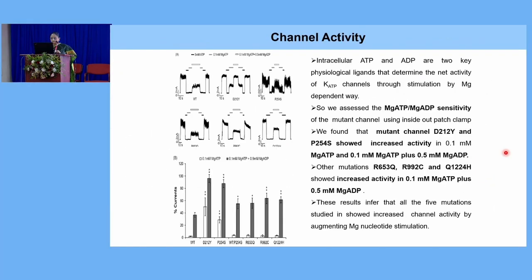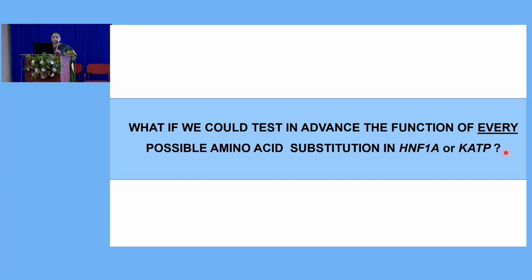I think there is one question that has really been bothering us. What if we could test in advance the function of every possible amino acid substitution in HNF1 alpha and KATP, for example? These are very important genes in monogenic diabetes. That is where the validation really comes in. Why are you doing this functional assay? You're going to help. And when are you going to help? After some 10 years? No. I would like to help in advance. I would like to create lookup tables. I would like to have done it. And that is the reason why this question was asked.